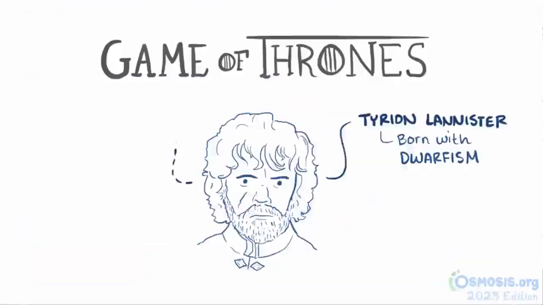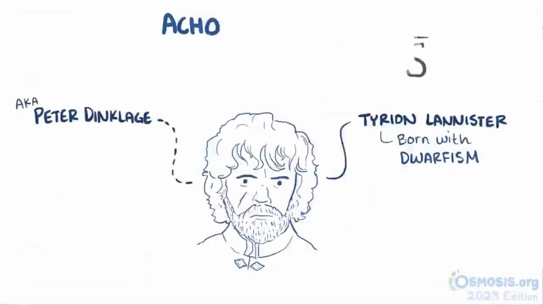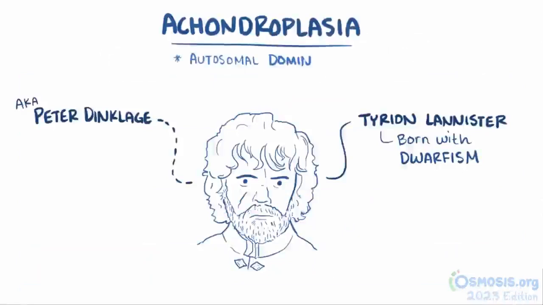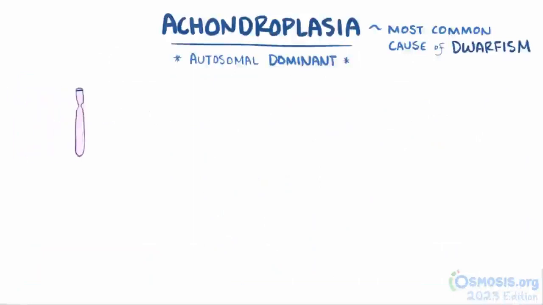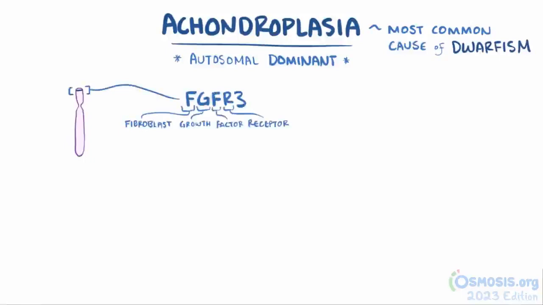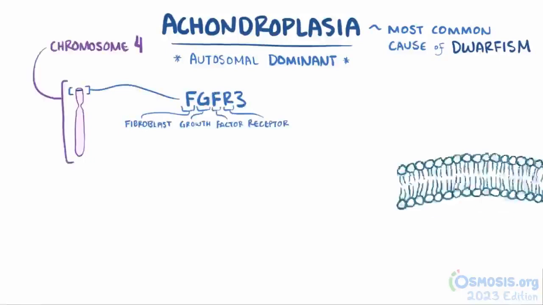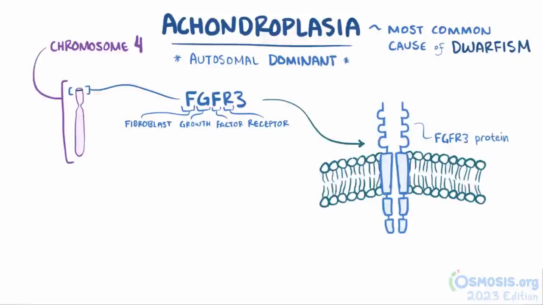Both Tyrion and his real-life counterpart, Peter Dinklage, have achondroplasia, an autosomal dominant genetic condition which is the most common cause of dwarfism and results from a heterozygous mutation in a gene called FGFR3, or fibroblast growth factor receptor 3, on chromosome 4, which codes for the FGFR3 protein.